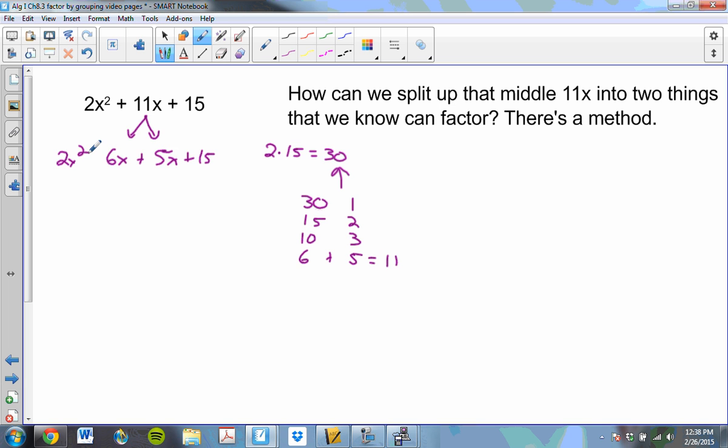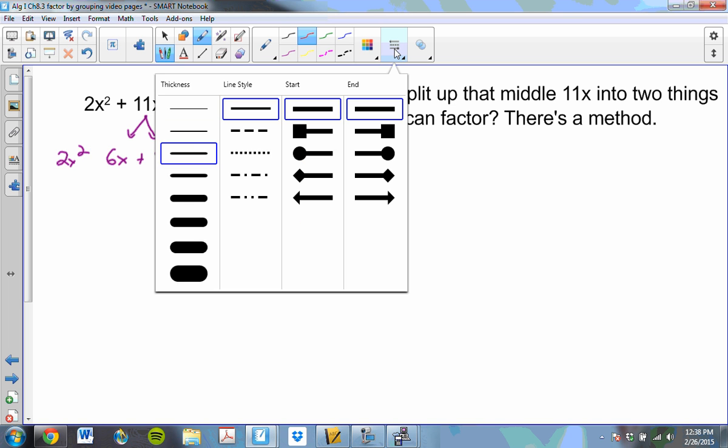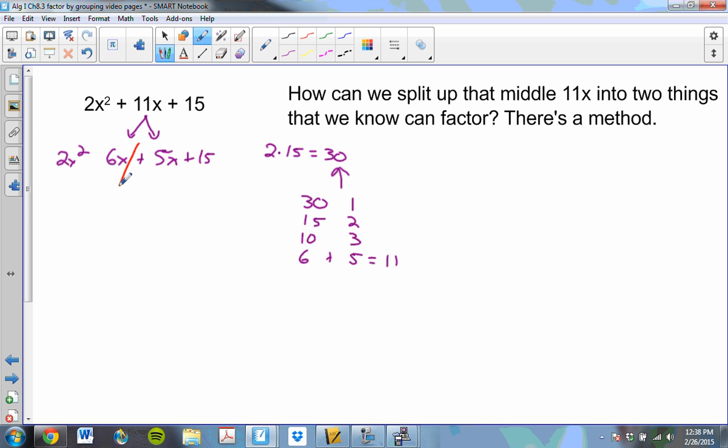And the 2x squared and the 15 don't change. Now I've taken a trinomial and turned it into an expression with four terms, and I can factor it. On the left side, I pull out a 2x, and I have x plus 3. On the right side, I pull out a 5, and I have x plus 3. So I have 2x plus 5 times x plus 3. And this is called factoring a trinomial by grouping.